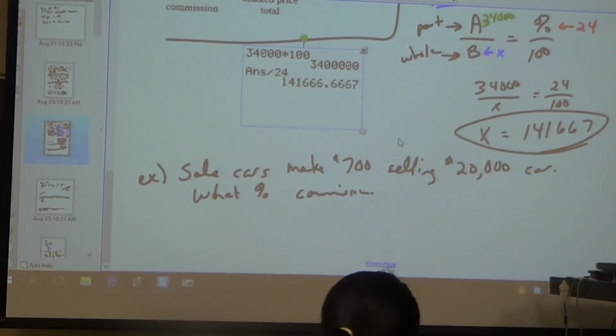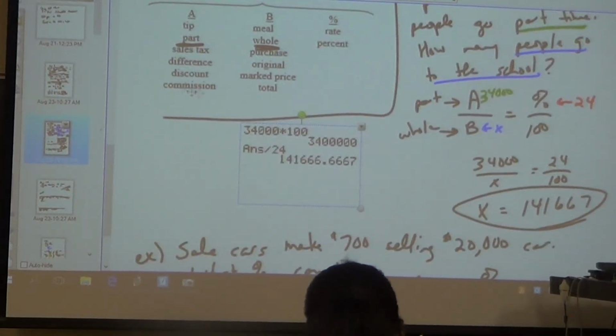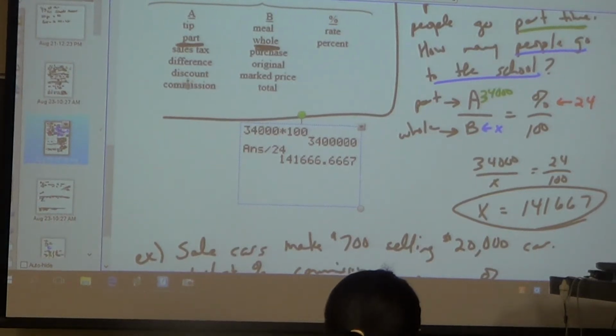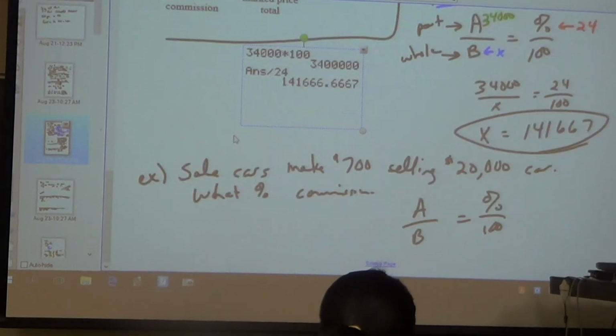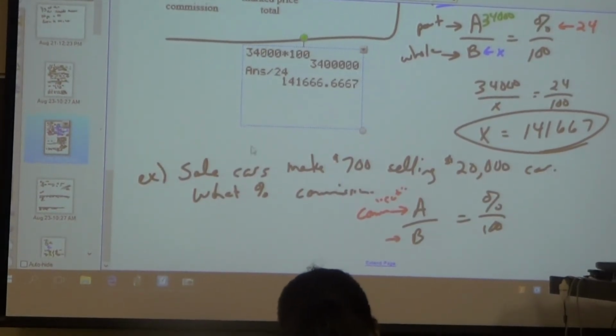So, I'm going to call this an A over B problem, percent over 100. This problem is talking about commission and total. Commission is going to be my A, total is going to be my B. This is my commission or my cut, and this is my total or what I sell.